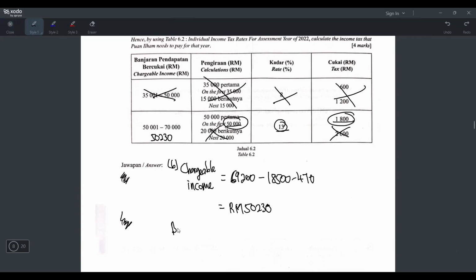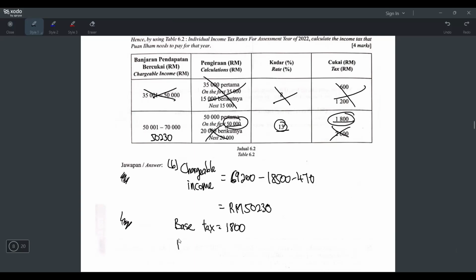Cukai dasar means the base tax. Okay. So I'll write here the base tax. Base tax in bahasa Melayu is cukai dasar, and the base tax is what? So you can see here on the first 50,000 ringgit, the cukai is 1,800. So that is the cukai dasar lah. That is the base tax.